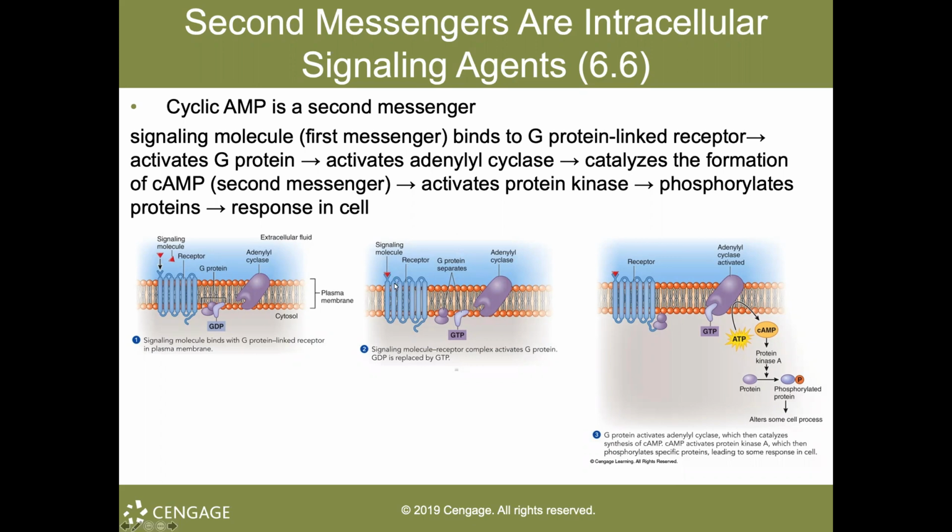So the ligand is binding to the G protein coupled receptor. You're activating this G protein when it separates. Part of the G protein will bind the G protein coupled receptor. Again, the GDP is switched to GTP. The active GTP subunit will bind to adenyl cyclase. Adenyl cyclase catalyzes the formation of cyclic AMP. That's the second messenger.